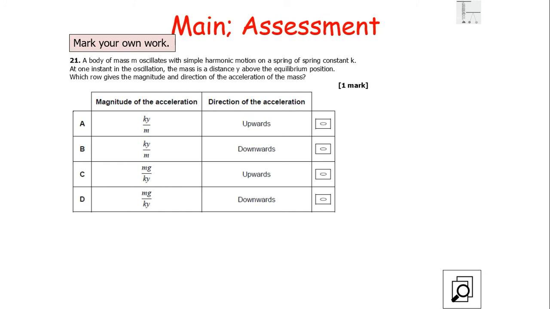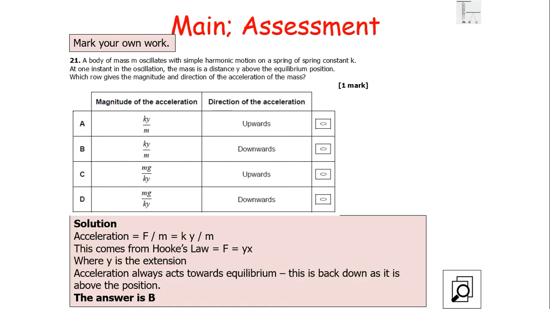Right, a body of mass m oscillates with simple harmonic motion on a spring of spring constant k. At one instant in the oscillation, the mass is a distance y above the equilibrium position. Which option gives the magnitude and direction of the acceleration of the mass? Right, so acceleration is equal to F over m. Now we also know from Hooke's law that F equals kx. So we can put that in. Now remember, we can therefore link it into the actual equation.